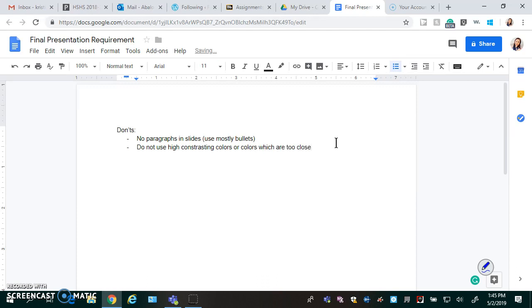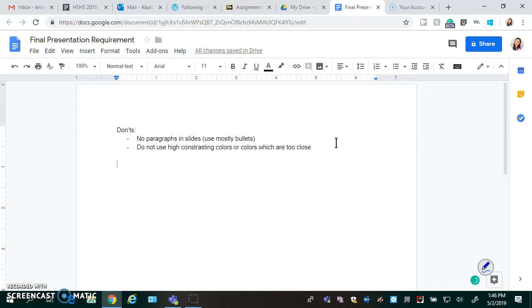Some of those no-nos, a lot of us have seen, are like the black background with the red text or orange text. It's really hard and a strain for the viewer. Also looking at having yellow in there as well. You never want to put yellow and orange on the same slide because it's really difficult. So remember, no paragraphs, and no high contrasting colors as well. Those are the big don'ts for me in terms of what your presentation should be.